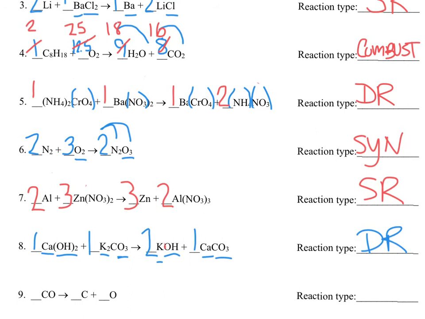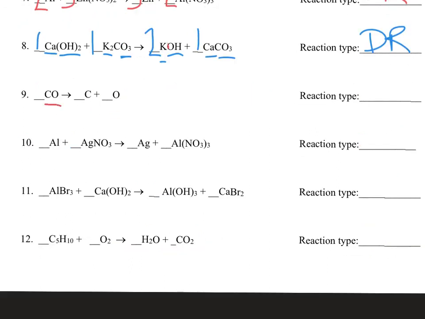Balanced out. Number 9, you're starting with 1 compound on the reactant side, and it's breaking down into pieces.